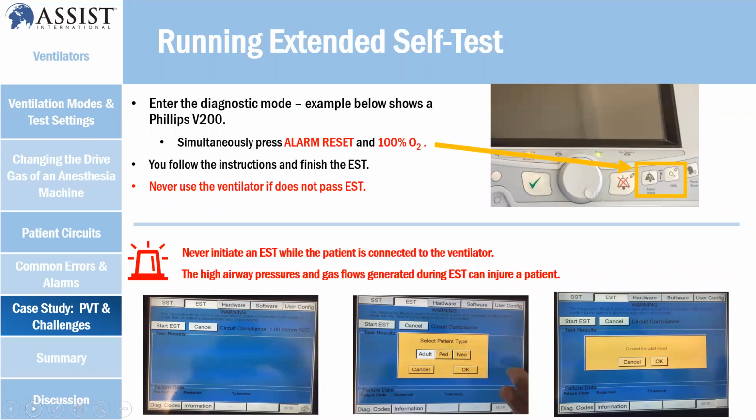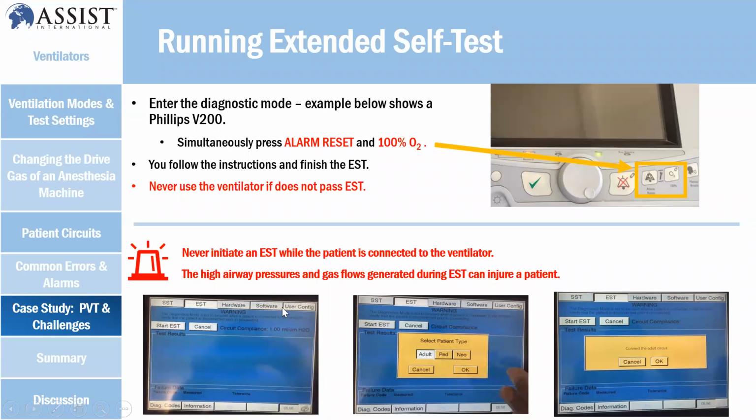So when you talk about running extended self-tests, these are tests that you do above the actual normal self-test. So you need to enter diagnose mode. These are examples shown on the Philips B200. This is one of the ventilators that they calibrated and did the self-test on, all that. You need to go into the mode by pressing the alarm reset with the 100% oxygen button.